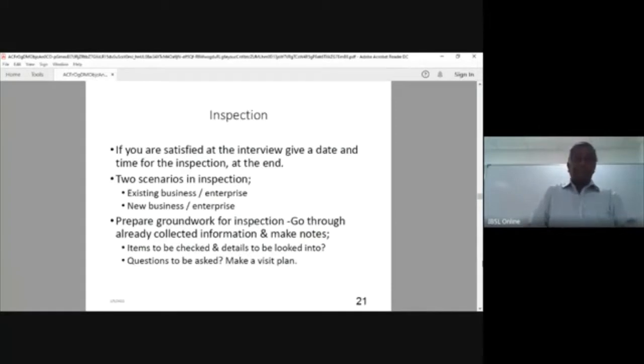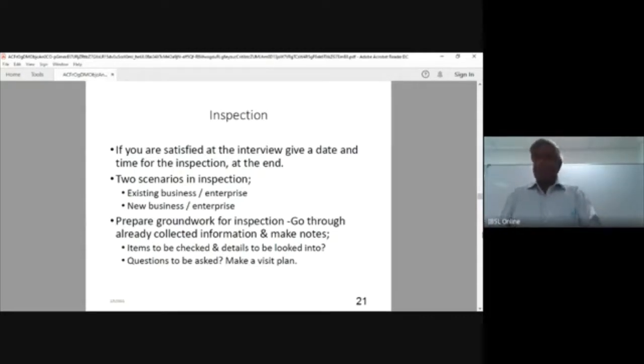Inspection. If you are satisfied at the interview, give a date and time for the inspection at the end. There are two scenarios in inspection. One is an existing business or enterprise, so you may inspect the existing business or enterprise. Or it may be a new business or enterprise. So these are two scenarios.